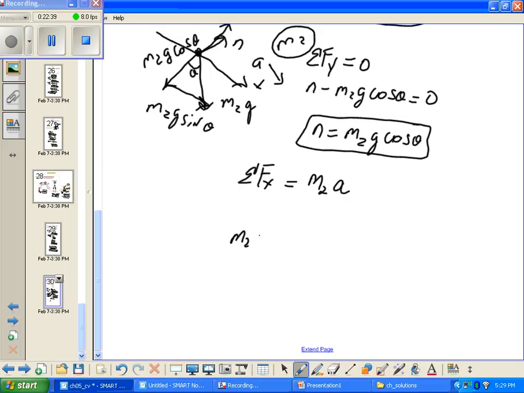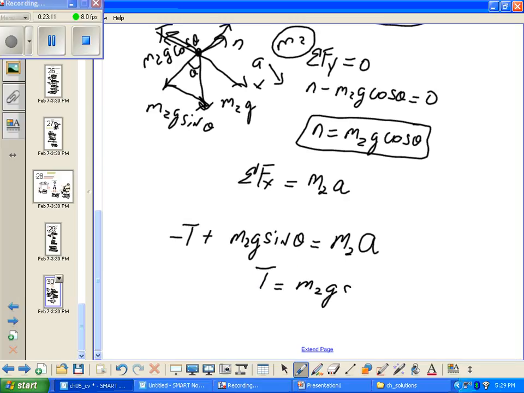Here we have M2G sine of theta is equal to M2, we forgot something very important, and that is that we have tension, oh boy, pulling back this way. And so minus T plus M2G sine theta equals M2A. Okay, T then is equal to M2G sine theta minus M2A.